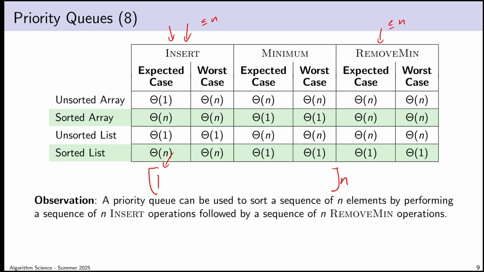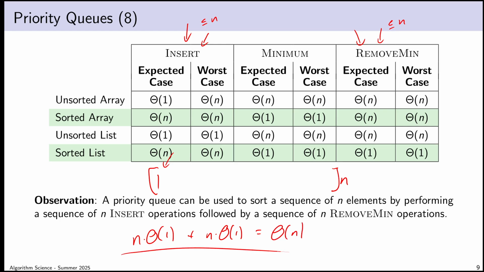Since I can turn this priority queue into a sorting algorithm, if I were able to insert things in constant time and remove things in constant time, then my simple sorting algorithm where I do n insertions, so that would be n times constant time, plus n removals, that would be n times constant time, that would give me an algorithm that is big theta n, and it would be a comparison-based algorithm, and that's not allowed. Our lower bound says it's impossible.